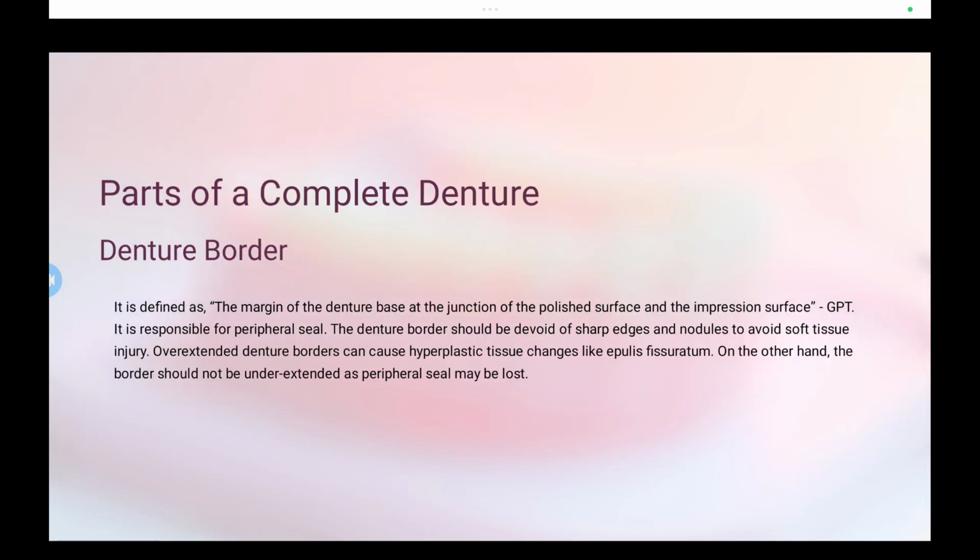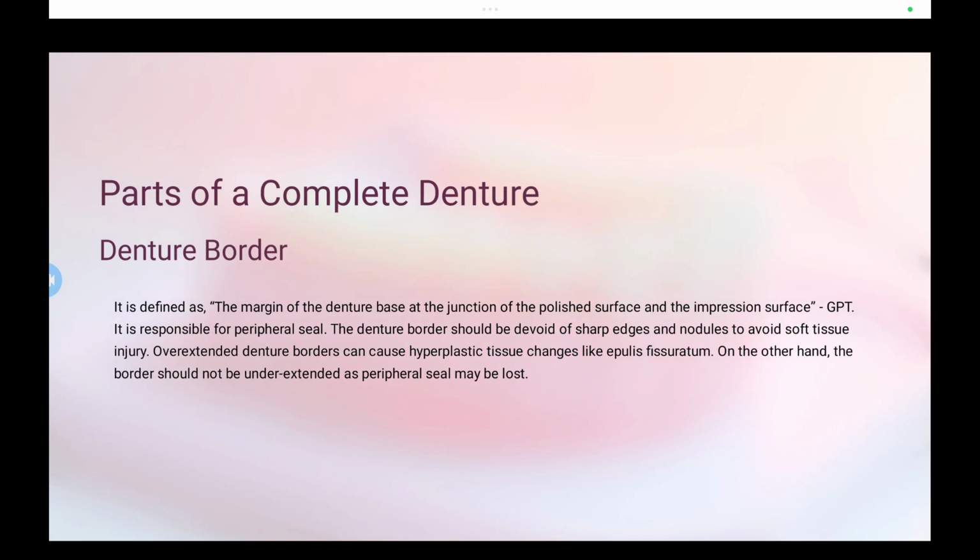Parts of complete denture. Now, parts of complete denture involve the denture border next. It is defined as the margin of the denture base at the junction of the polished surface and the impression surface. The polished surface's other name is cameo and the impression surface's other name is intaglio. It is responsible for peripheral seal.